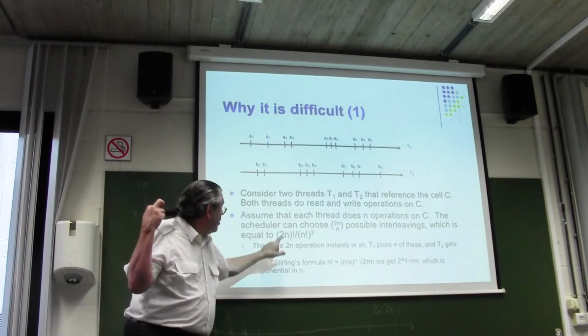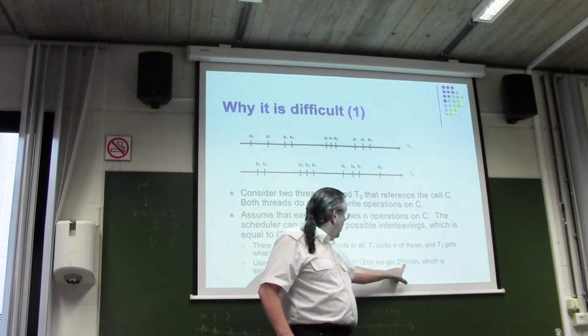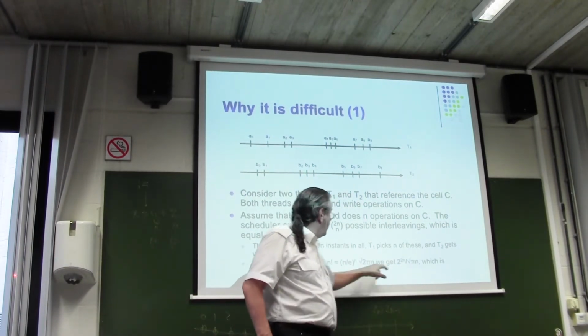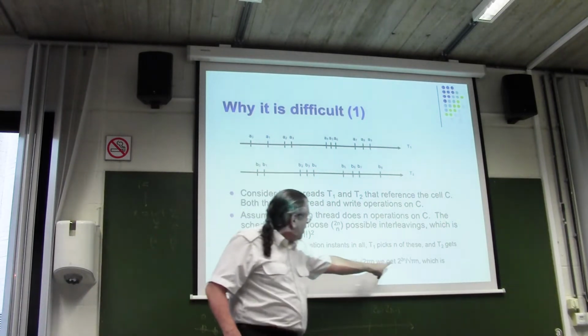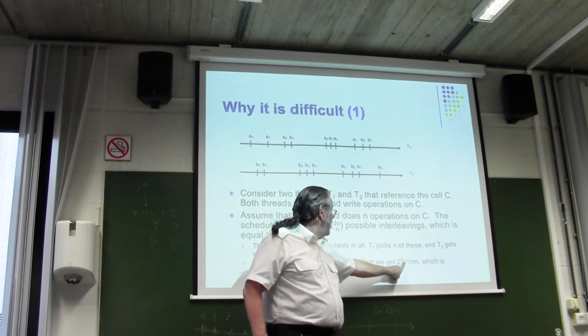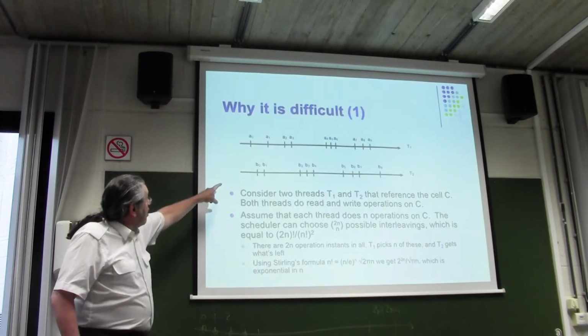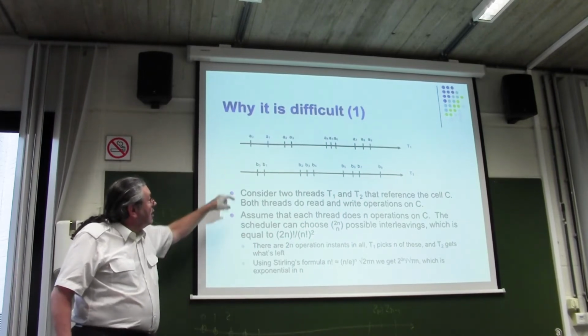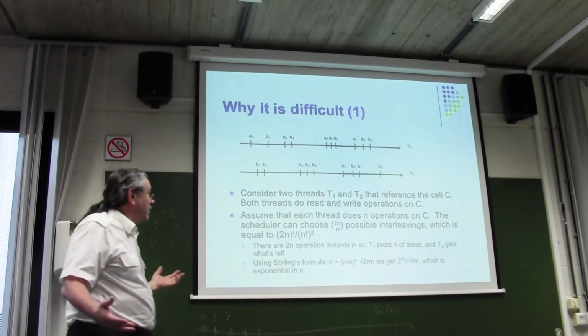If you put that in here and you simplify, the whole thing is 2 to the power 2n divided by the square root of pi n. Okay? Notice this is an exponential function in n. As n grows, this number grows exponentially. So the number of interleavings is exponential in the number of operations.